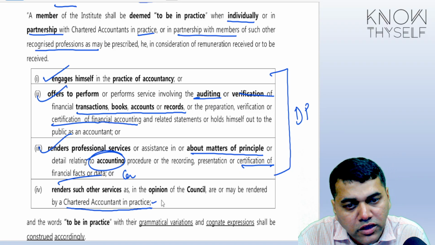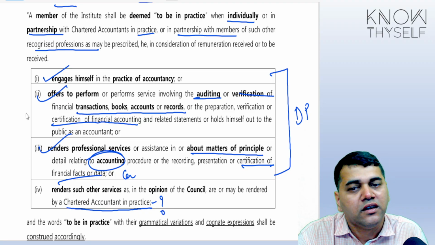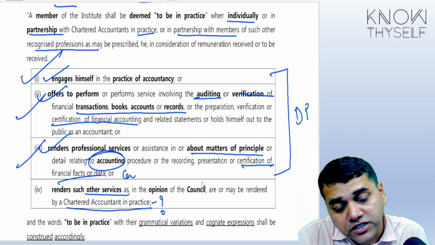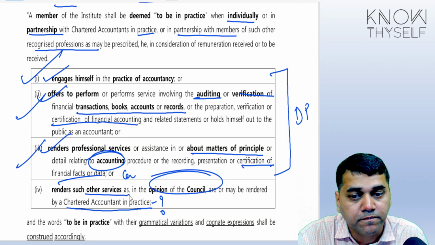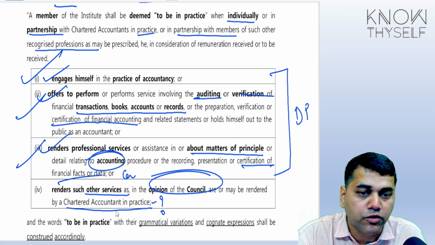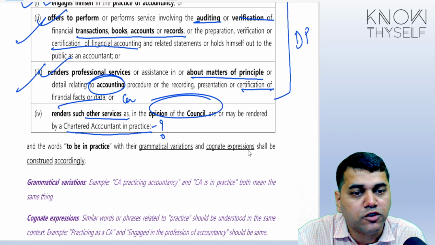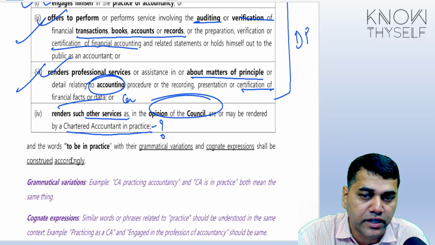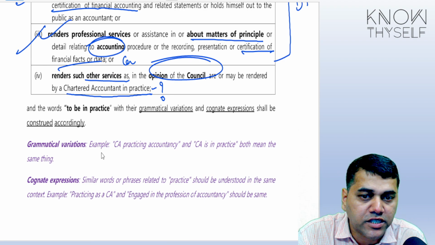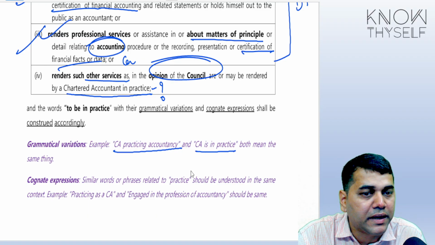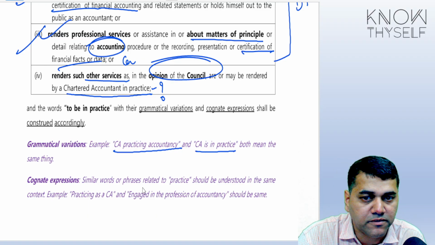Now, which work can be rendered by a practicing CA? A CA in practice can render all these three. What other services does the council think they can render? That is what we are going to see. And the words "to be in practice", with the grammatical variation and cognate expression, shall be construed accordingly. Now, what is grammatical variation? Like CA practicing accountancy and CA in practice both mean the same grammatically. This is called a grammatical variation.